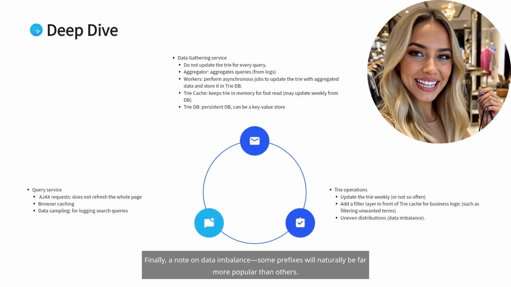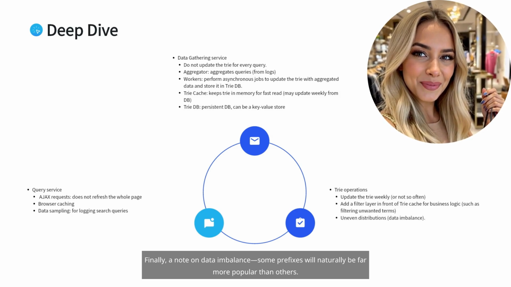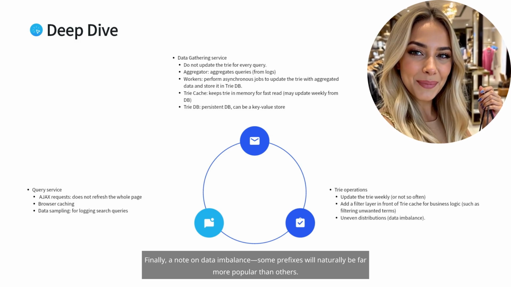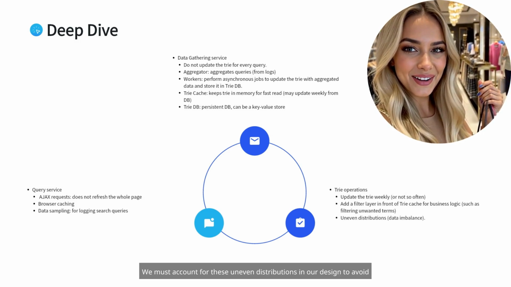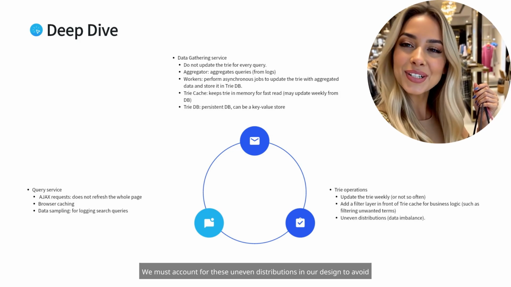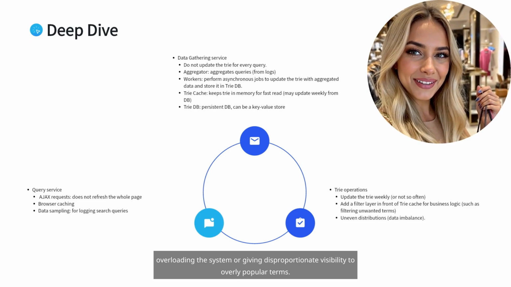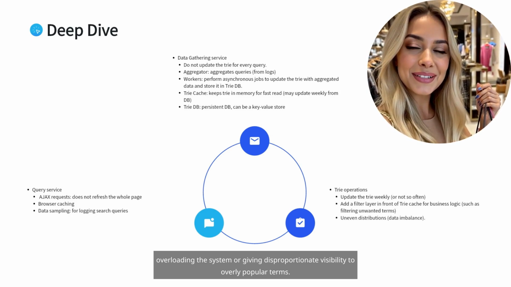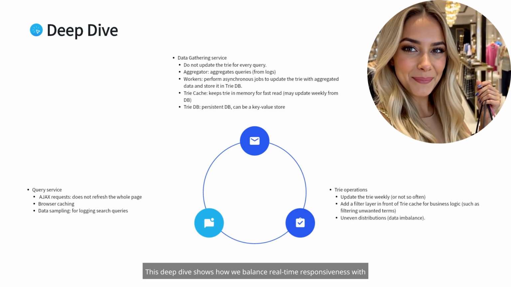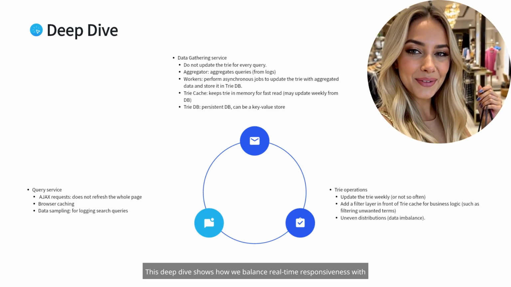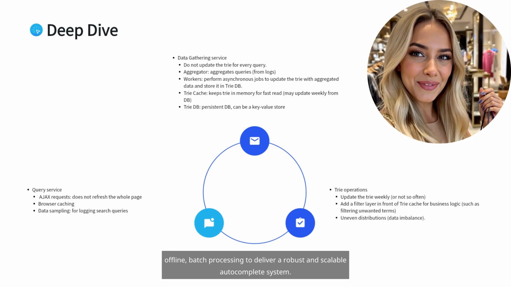Finally, a note on data imbalance. Some prefixes will naturally be far more popular than others. We must account for these uneven distributions in our design to avoid overloading the system or giving disproportionate visibility to overly popular terms. This deep dive shows how we balance real-time responsiveness with offline batch processing to deliver a robust and scalable autocomplete system.